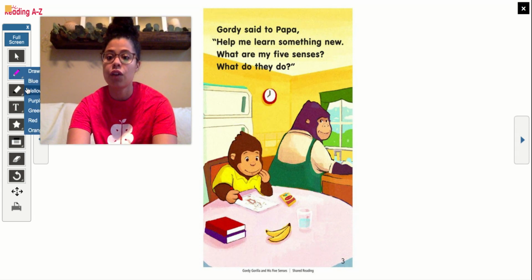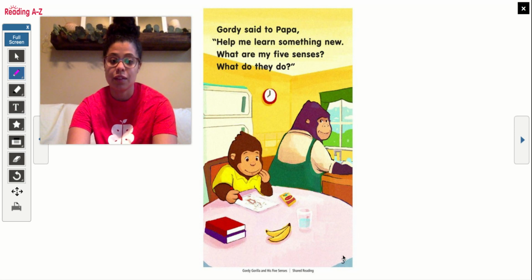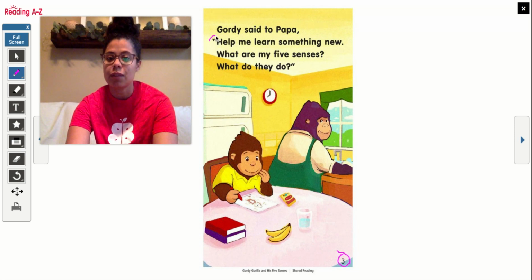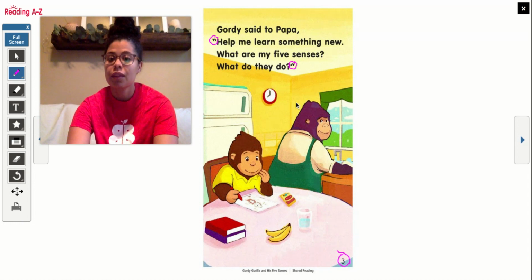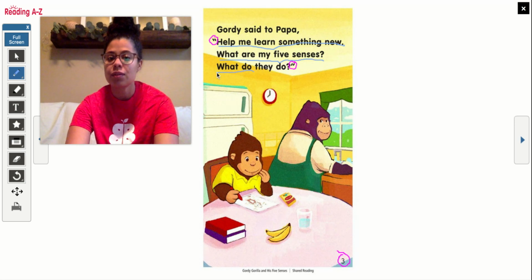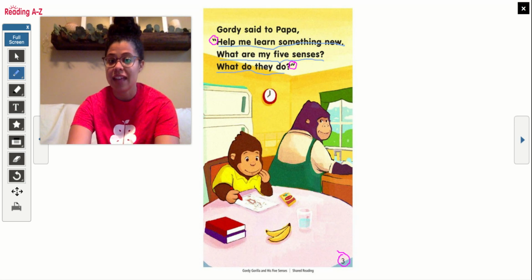So let's look over on page 3, and if you have your book, I want you to turn to page 3. It will have a number 3 in the corner. And right here, I want to show you the quotation marks. Today, I'm going to circle the quotation marks, and you can do it at home as well. And then we're going to underline what was said. So everything at the beginning of the quotation marks, all the way to the end of the quotation marks right here, is what the person said.